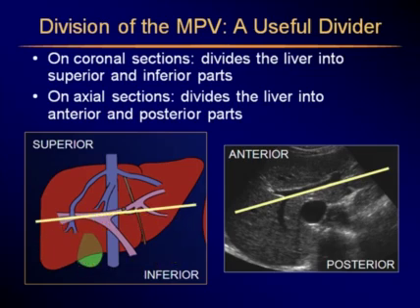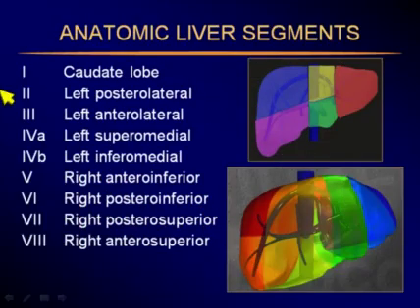However, so that's on coronal sections. If we look transversely, we slice up the liver and we find that division in the middle of the liver, that will divide further into anterior and posterior segments. So the same vein, it's a tubular structure, can divide things into superior and inferior as well as anterior and posterior. So it becomes useful.